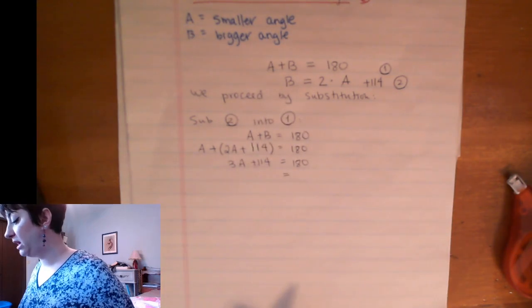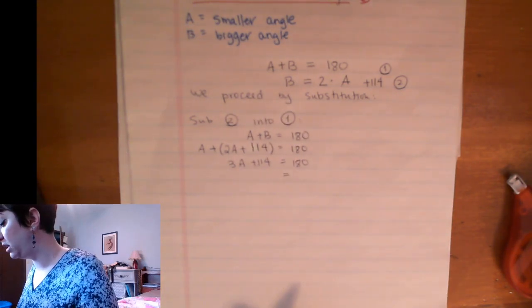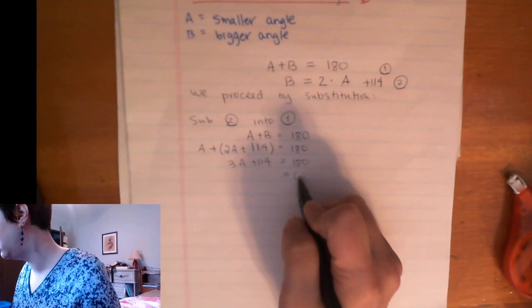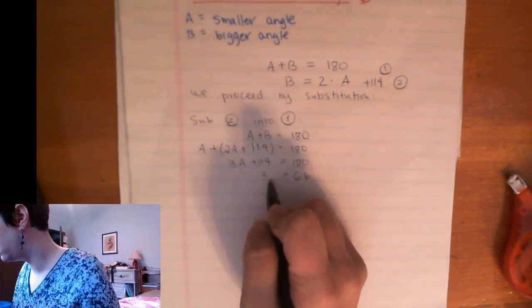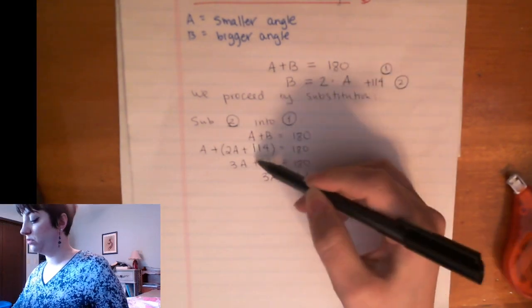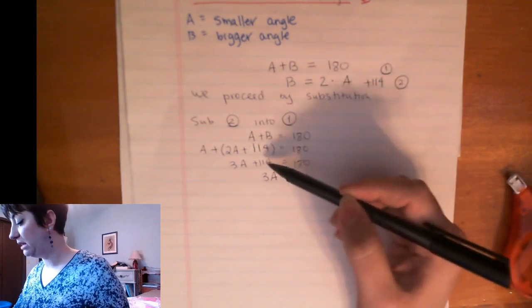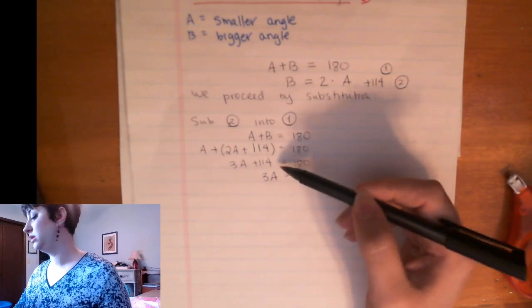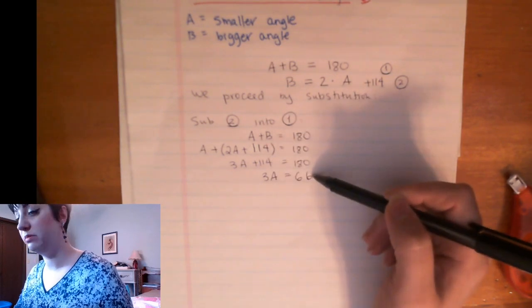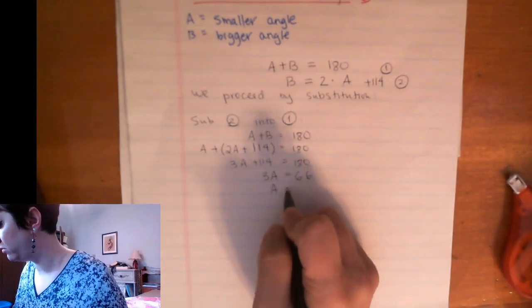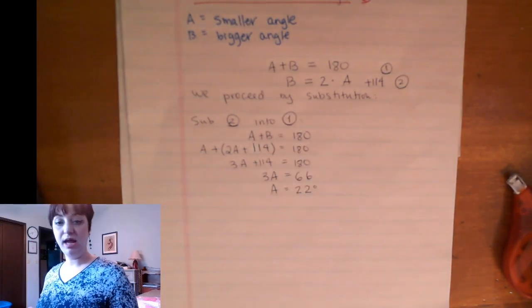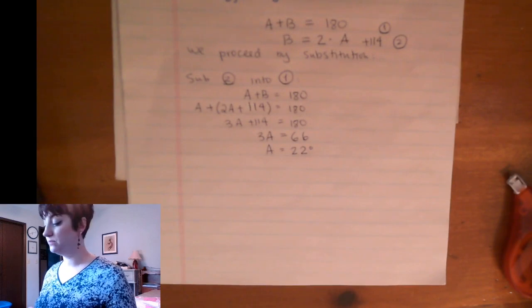180 minus 114, so 66. So, you know, the hundreds subtract. 80 minus 14, well, 80 minus 10 is 70. Then I have to subtract another 4, which would take me down to 66. And then divide by 3. So 66 divided by 3 is 22. So A is 22 degrees.